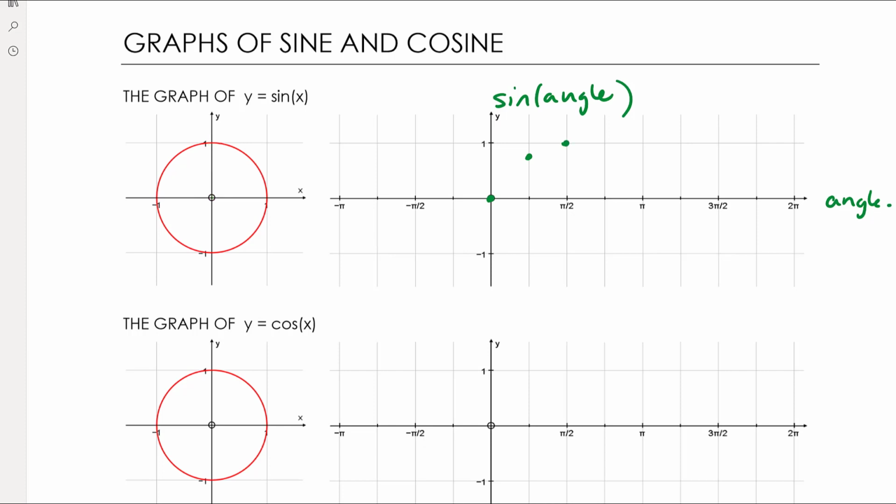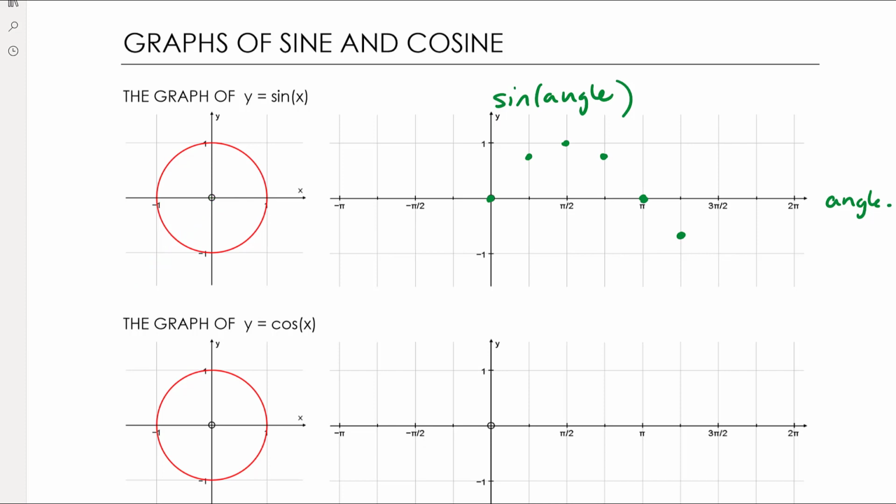When the angle is 3 pi on 4, I have the same sine value as when the angle was pi on 4. Okay, so we're going to have the same value there. Those 2 points will have the same y coordinate because they have the same sine value. When the angle is pi, the sine value will be 0. When the angle is 5 pi on 4, the sine value will be about there.